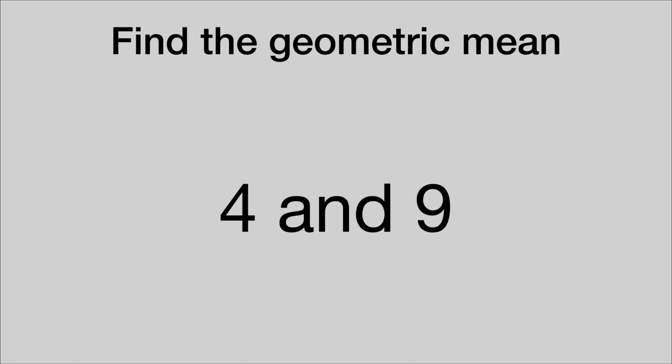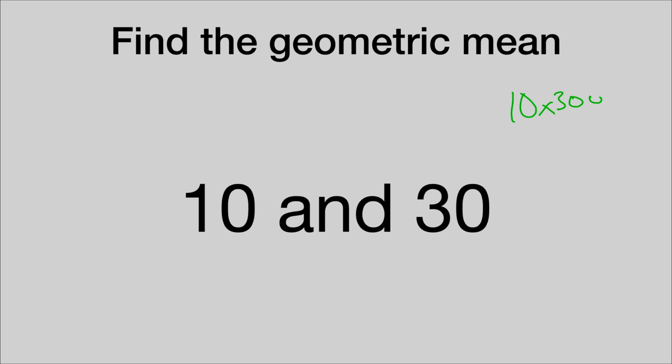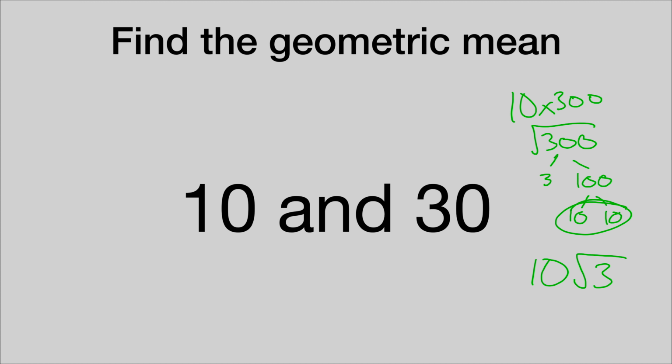All right, so let's try out some. Here's our first one, 4 and 9. So to do that, we would do 4 times 9, which is 36, and then we square root it, and that's 6. So the geometric mean of 4 and 9 is 6. What about 10 and 30? We would write 10 times 30, that's 300. All right, we're going to square root that. That's 3 times 100. 100 is a perfect square of 10 times 10. So that's going to be 10 square roots of 3.